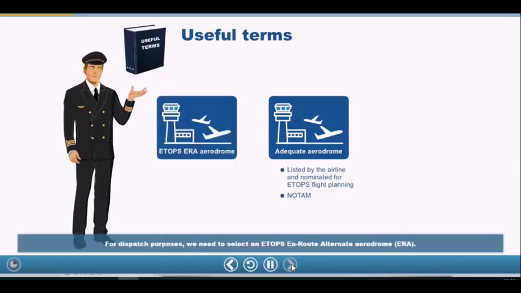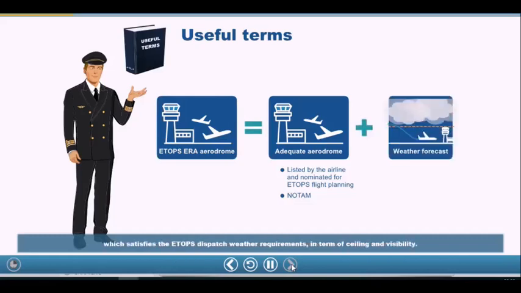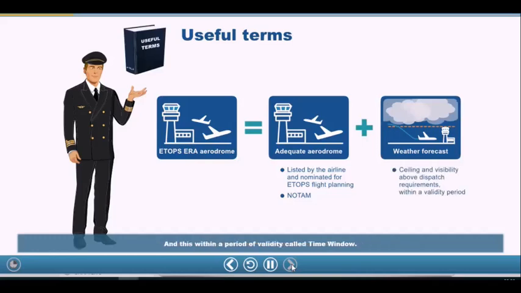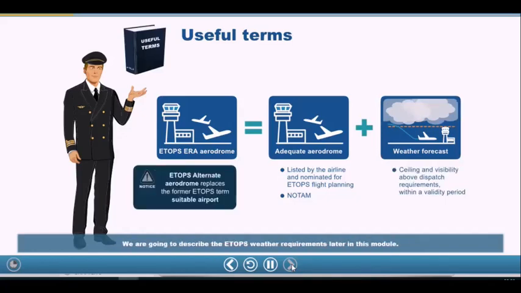For dispatch purposes, we need to select an ETOPS en route alternate aerodrome, ERA. The ERA must be an adequate aerodrome which satisfies the ETOPS dispatch weather requirements, in terms of ceiling and visibility, and this within a period of validity called time window. We are going to describe the ETOPS weather requirements later in this module.